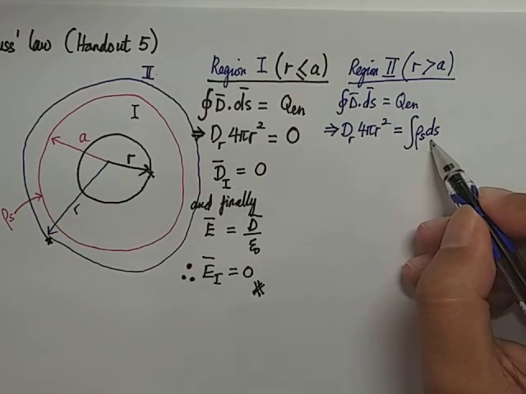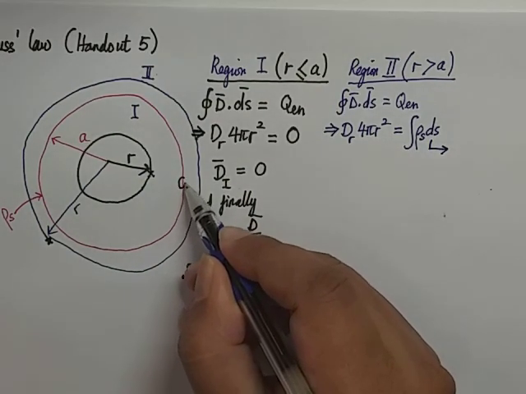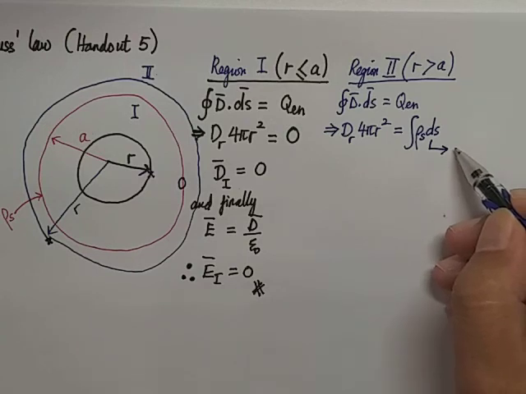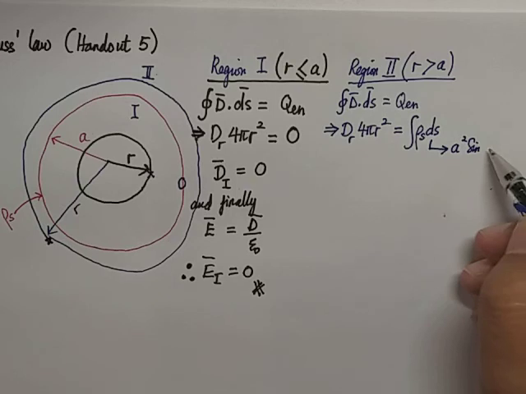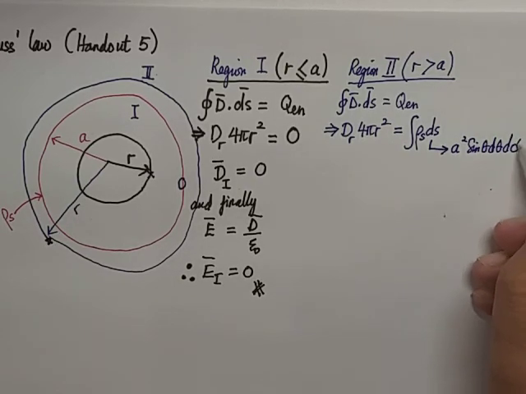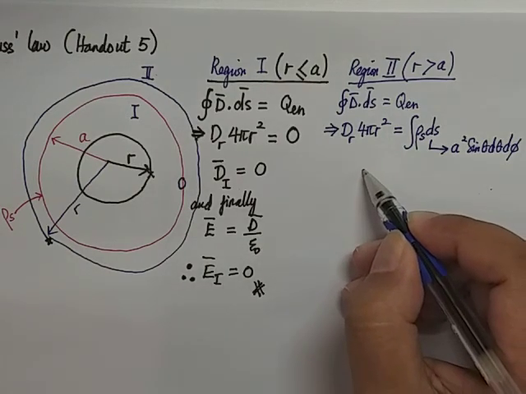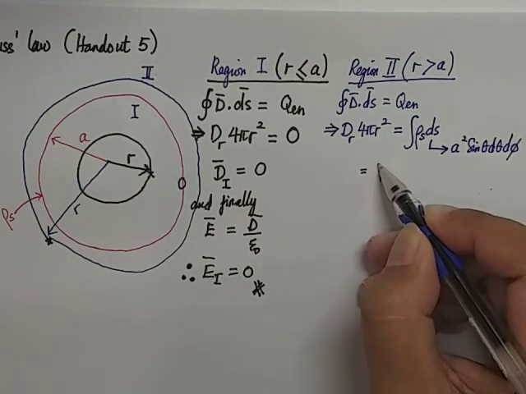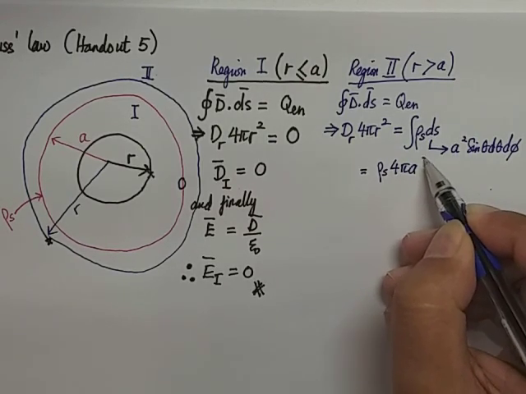So now what should be our dS? Our dS, based on the shape of our sample here, we know should be a squared sine theta d theta d phi. Okay, that should be. And now when we solve the mathematics, on the right hand side will end with rho_s 4 pi a squared.